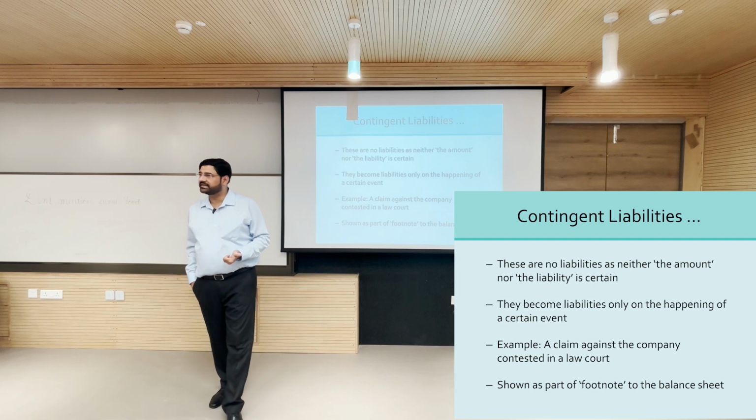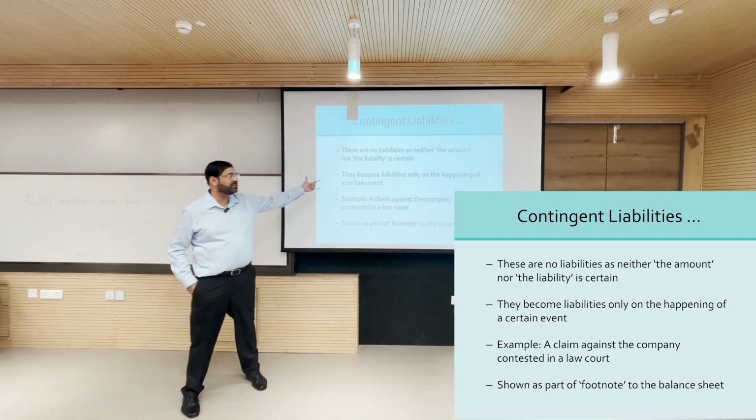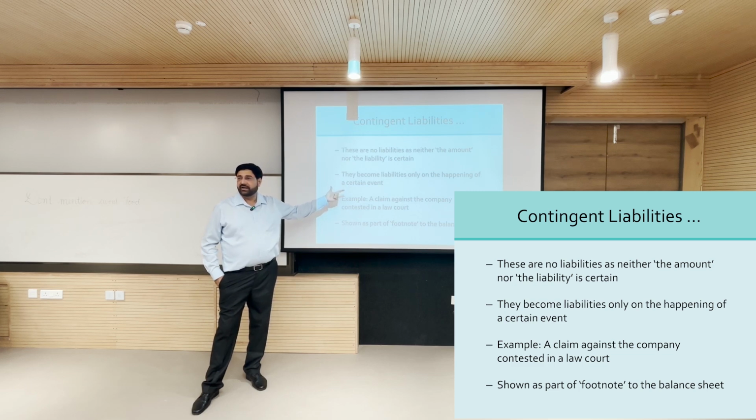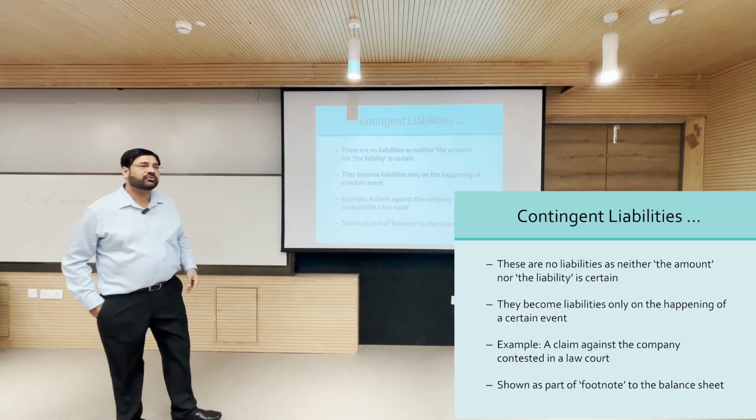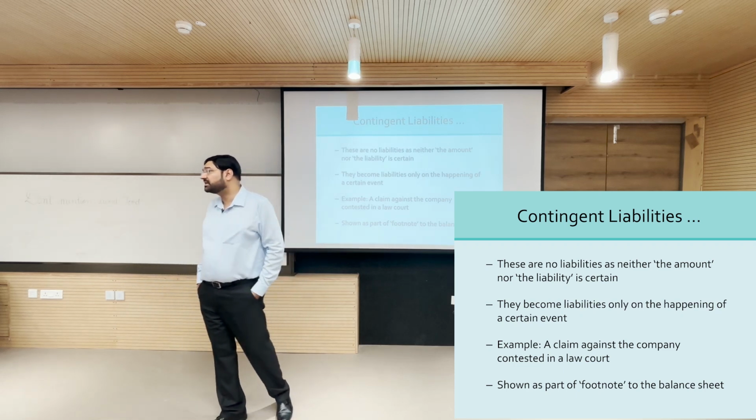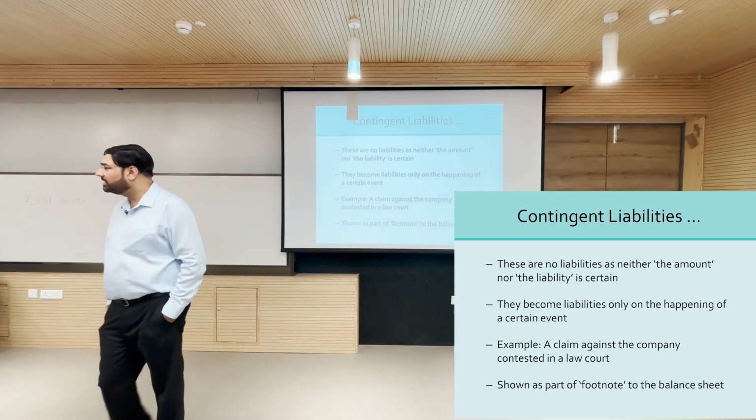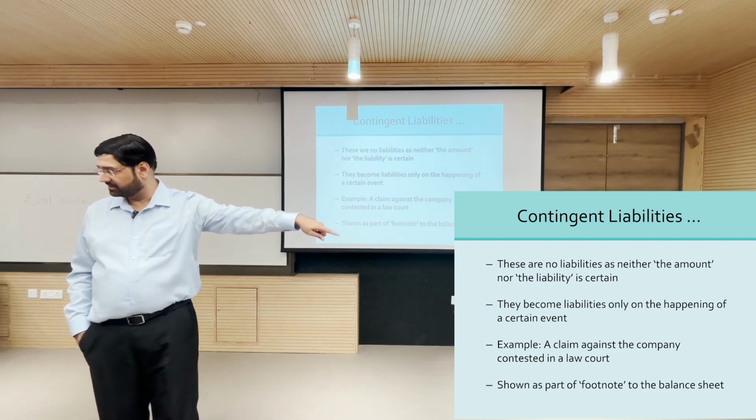Since there is no certainty, there are two types of certainty. One is whether it will become a liability or not, and second is if it becomes a liability, what will be the value of that liability. You are fighting a court case, chances are you might lose, chances are you might win. If you lose, you have to pay him, you are fighting against him.